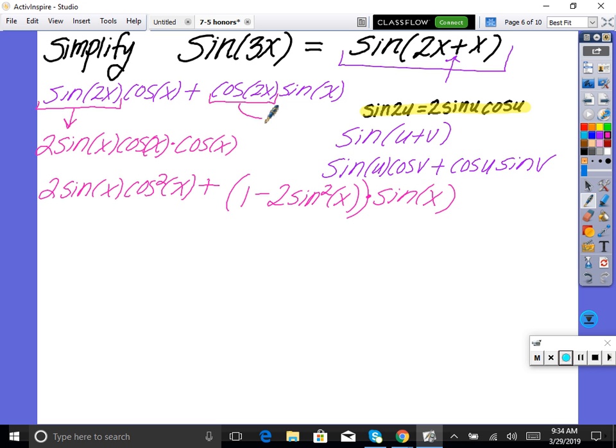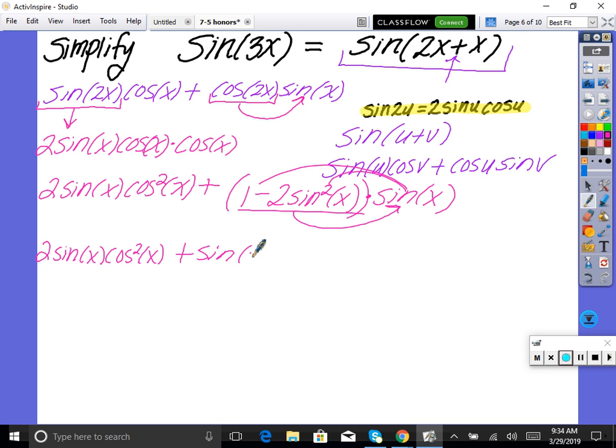Because isn't it this times this? So I have all this stuff times sine of x. So wouldn't I probably distribute? Alright, so now we have 2 sine x, cosine squared x, plus sine of x again. And then don't we have minus 2 sine cubed of x? Alright, that's true.